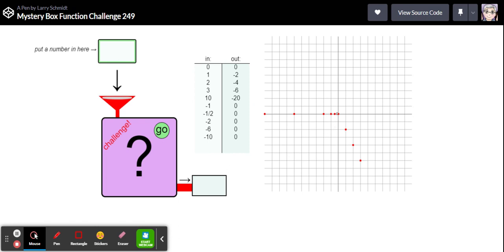In piecewise functions, sections of the graph are defined separately. So maybe if x is less than 0, you get f of x equals 0, and if x is greater than 0, you'd get f of x equals negative 2x. But I wonder if there's a way, because I haven't seen a piecewise function in these challenges, I wonder if there's a way to write this as a function.